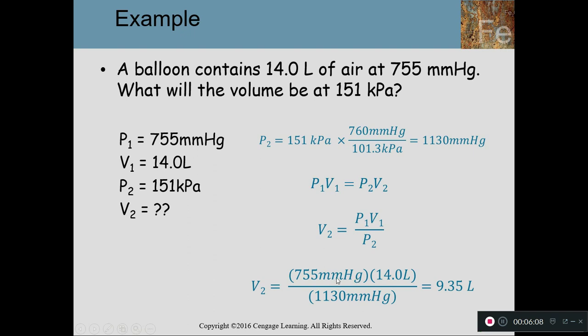So you go ahead and do the math. Millimeters of mercury cancels. You're left with liters. This new volume is 9.35 liters. And lo and behold, yes, as the pressure increased, the volume did decrease as we expected. That's Boyle's law.